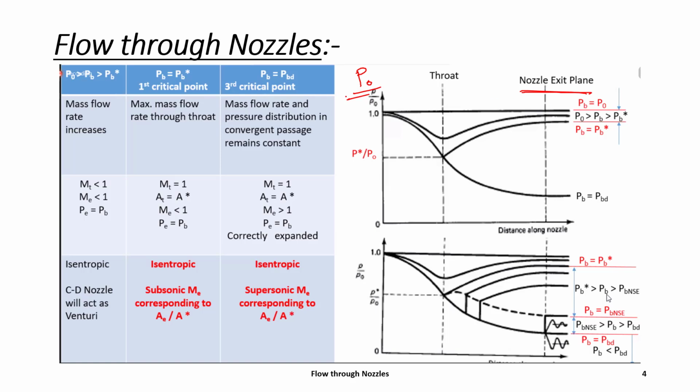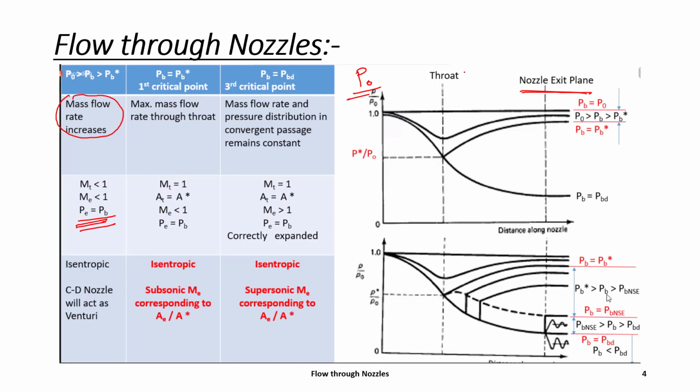So for this case, mass flow rate will increase and our throat Mach number will be less than 1, because we have not reached the point at which the Mach number becomes 1. And the exit pressure will be equal to the back pressure. And as there is no shock wave, there will be isentropic flow.